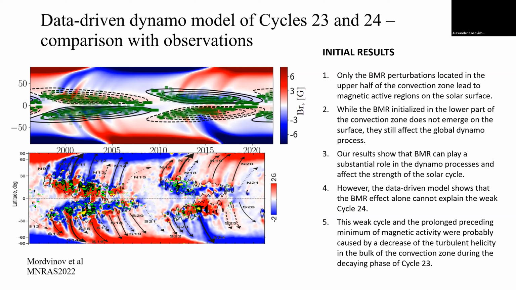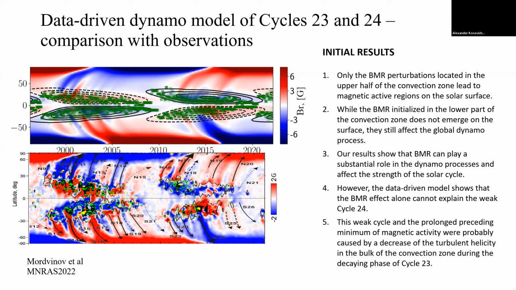In conclusion, this initial result shows that only bipolar magnetic region perturbations located in the upper half of the convection zone lead to magnetic active regions on the solar surface. While regions initialized in the lower part of the convection zone don't emerge, they affect the global dynamo process that creates these large-scale structures and contribute to non-axisymmetric large-scale structures. So the result shows that bipolar magnetic regions can play a substantial role in Parker's dynamo process of the solar cycle.